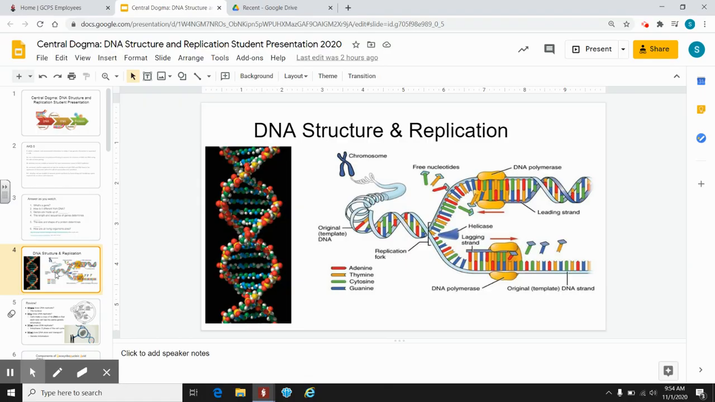And so by the end of this unit and for your test, you will be able to take a DNA sequence and work it all the way through the process to a protein. This lecture is going to focus on the DNA structure and DNA replication.